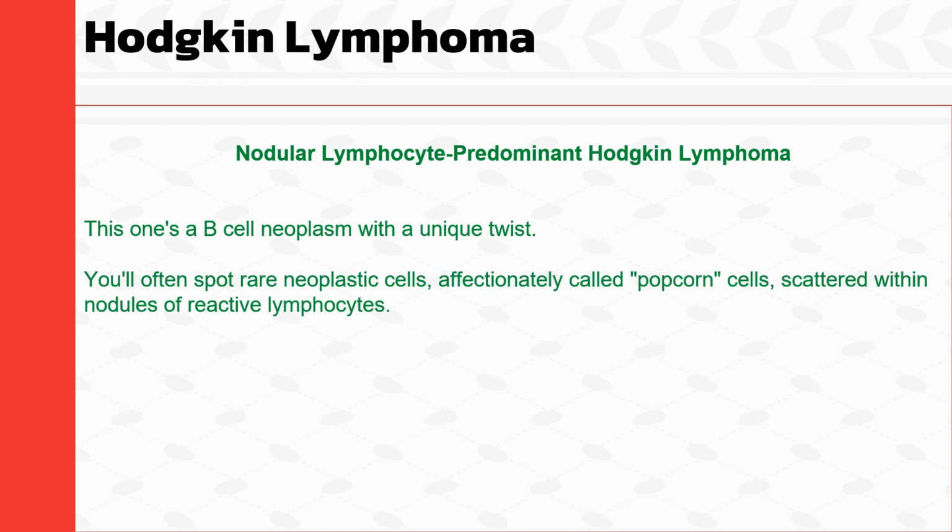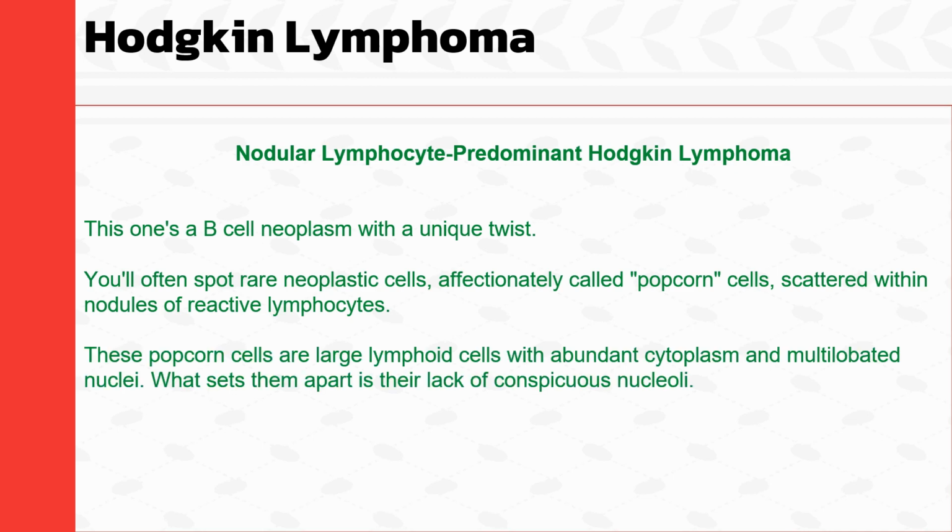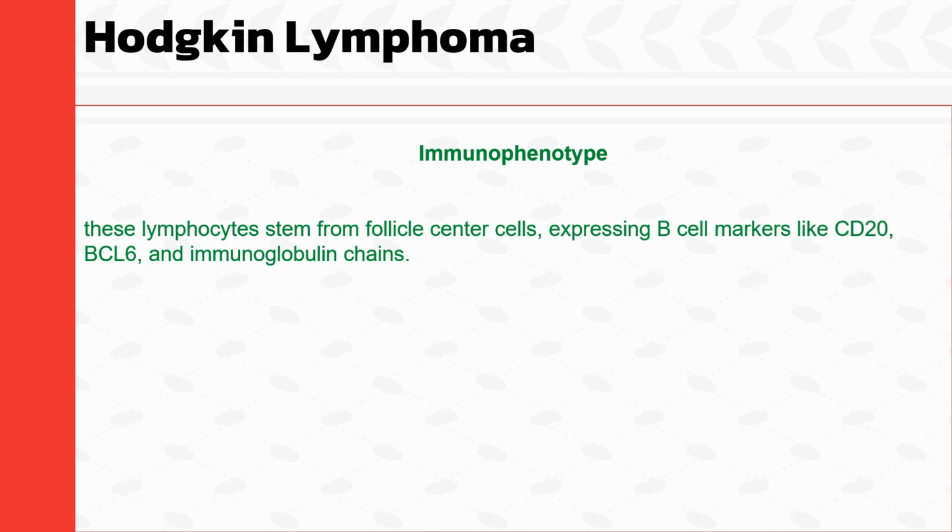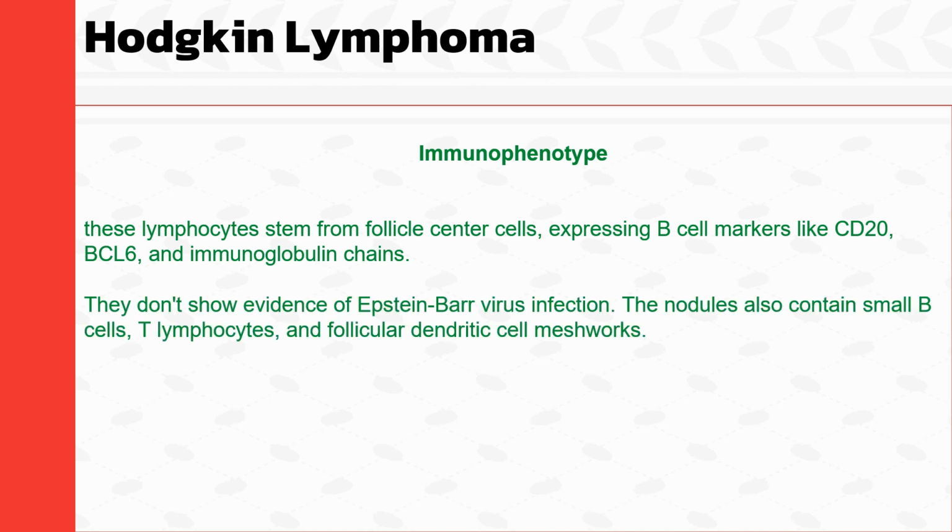You'll often spot rare neoplastic cells, affectionately called popcorn cells, scattered within nodules of reactive lymphocytes. These popcorn cells are large lymphoid cells with abundant cytoplasm and multilobated nuclei. What sets them apart is their lack of conspicuous nucleoli. Immunophenotypically, these lymphocytes stem from follicle center cells, expressing B-cell markers like CD20, BCL6, and immunoglobulin chains. They don't show evidence of Epstein-Barr virus infection.